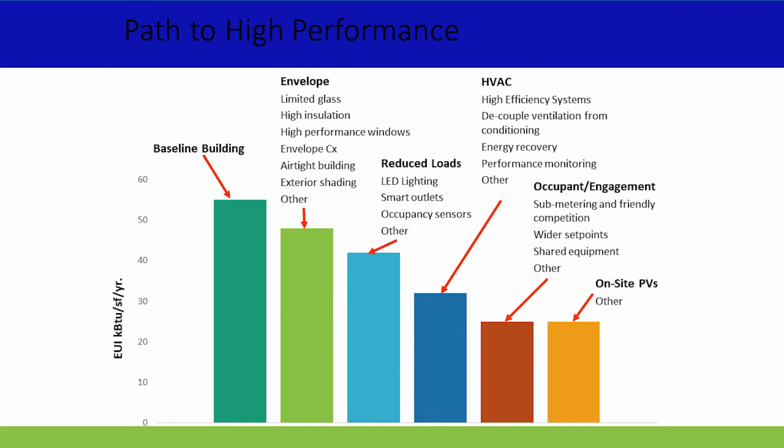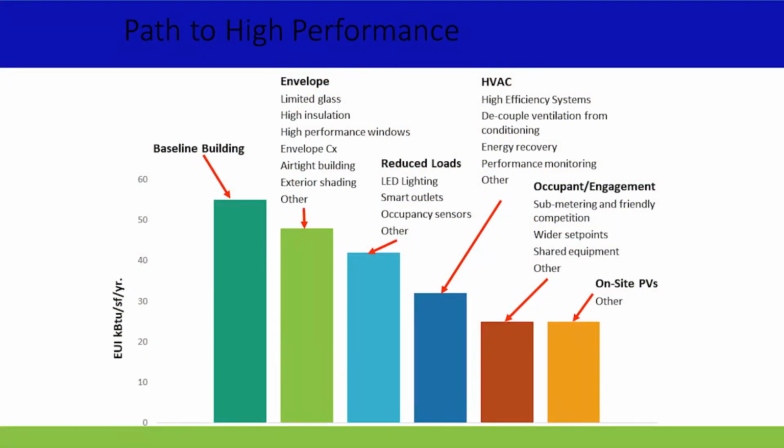Once we look at the envelope, the next step is to reduce the loads inside the building. This could be use of LED lighting, smart outlets, occupancy sensors, and several other strategies. And these are just some basic information that we are highlighting here.